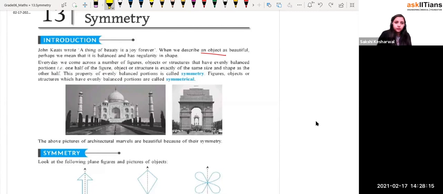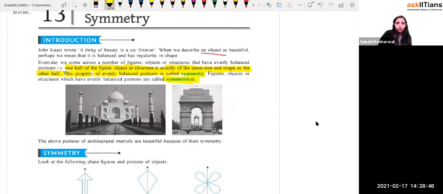It says that one half of the figure, object or structure is exactly the same size and shape as the other half, and this property, which evenly balances the portions, is called symmetry. Figures, objects or structures which have exactly balanced portions are called symmetrical. All the figures around you are not necessarily symmetrical, but some figures are symmetrical, right? So the above pictures of architectural marvels are beautiful because they are symmetrical.